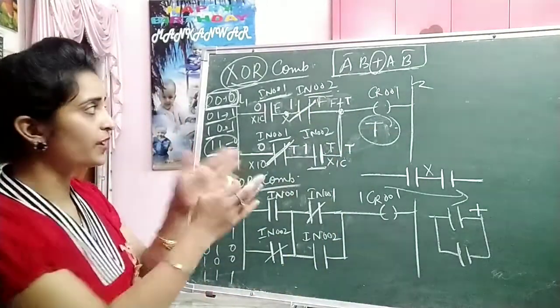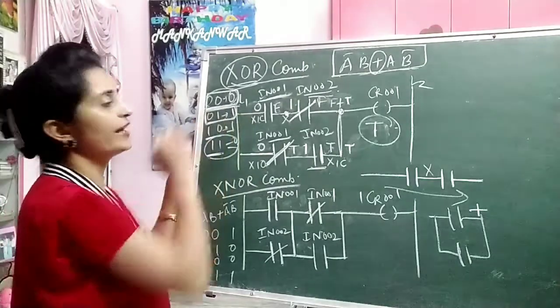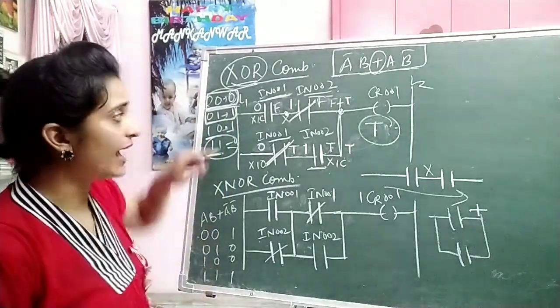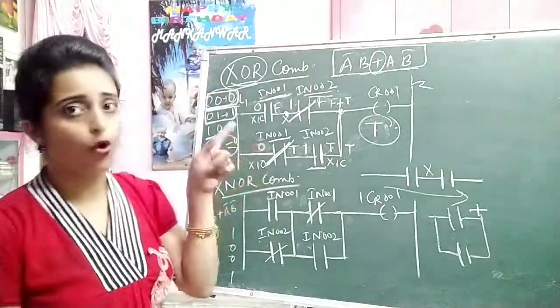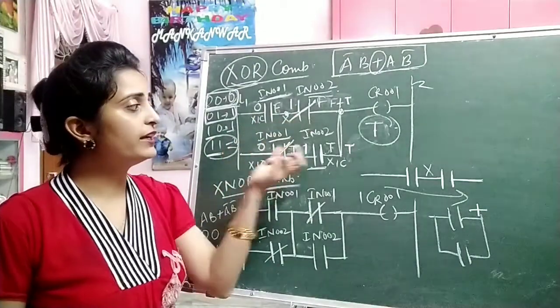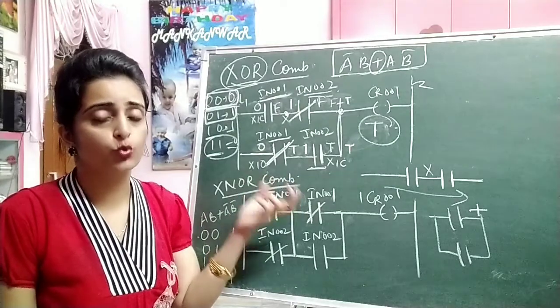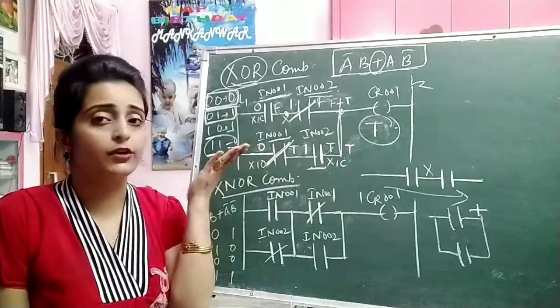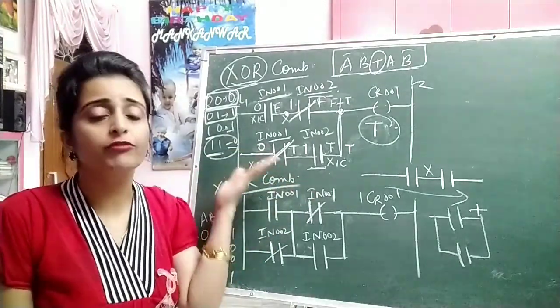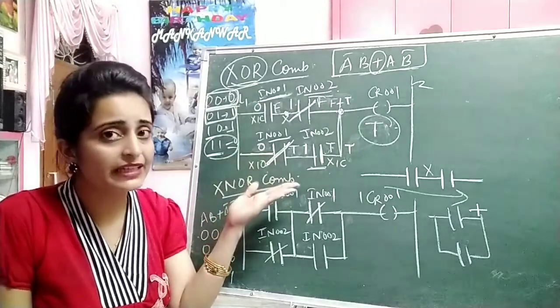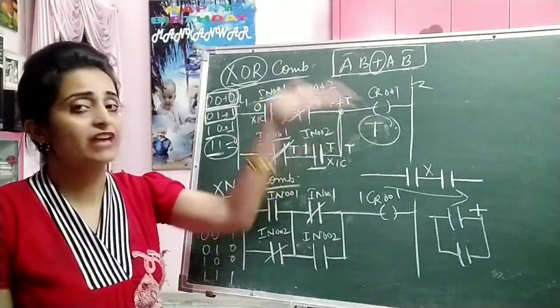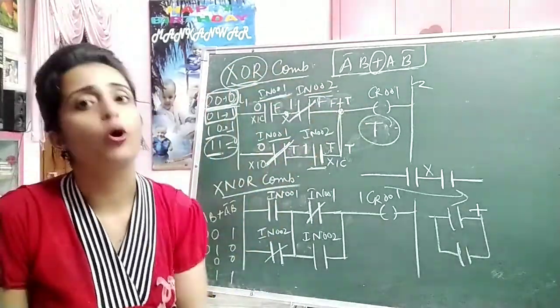So in this way we have verified our truth table: this combination of XIO and XIC, examine if open and examine if closed switches, normally open and normally closed contacts, if we connect them in this particular way, then they will behave like an XOR combination.